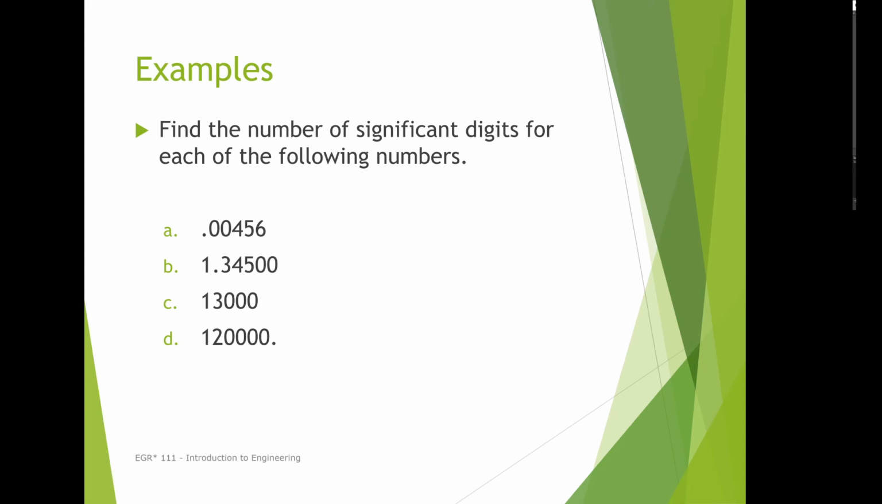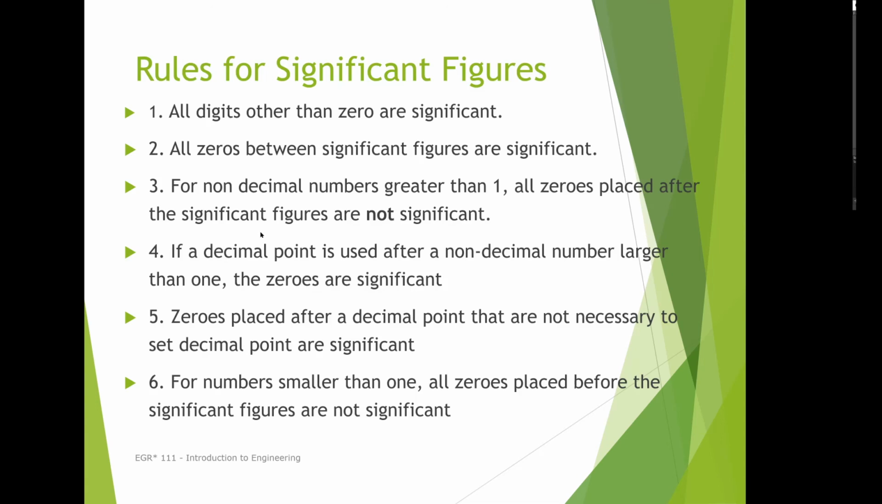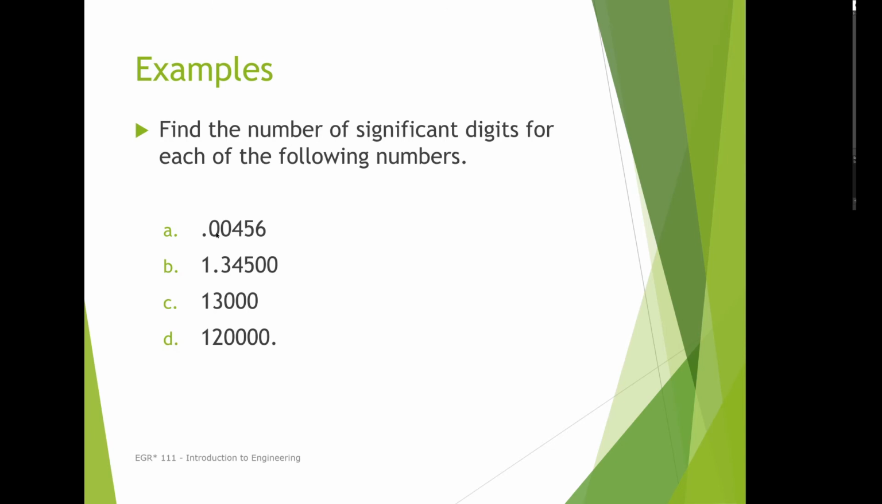Okay, so here's examples. All right, and we'll refer back to this. So decimal point 00456. Right off the bat, we know 456, following rule 1: all digits other than 0 are significant. So we know right off the bat that we have at least 3 here.